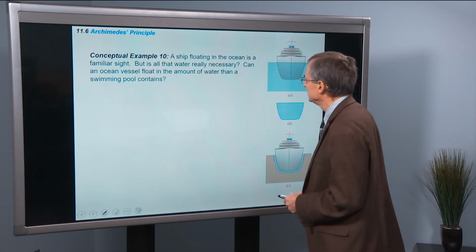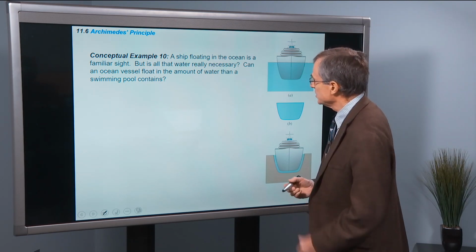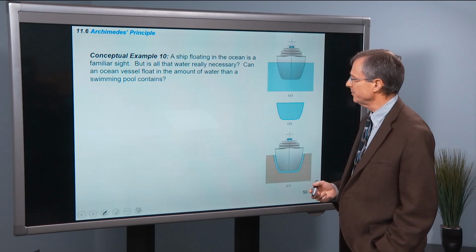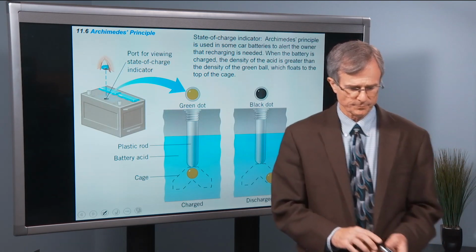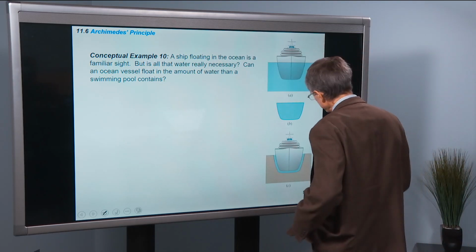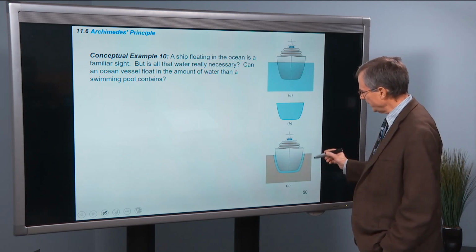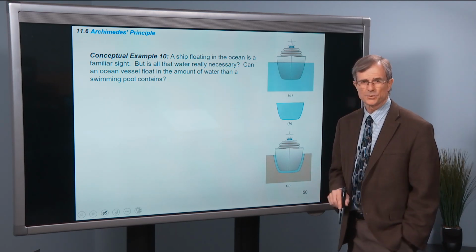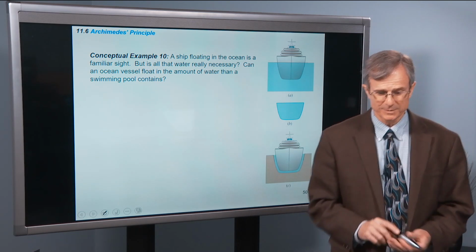A ship floating in the ocean is a familiar sight, but is all that water really necessary? Can an ocean vessel float in the amount of water that a swimming pool contains? And the answer is yes. You could create a channel that just barely fits the ship, and it will still float in that amount of space. Pretty cool.